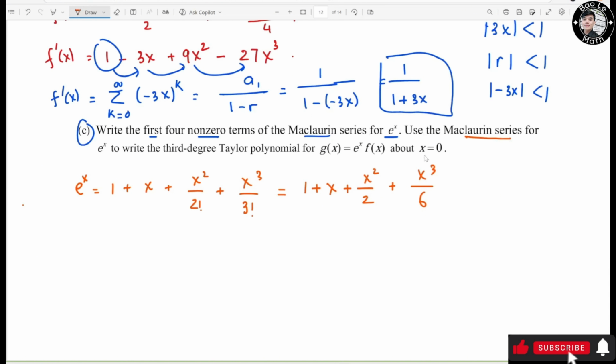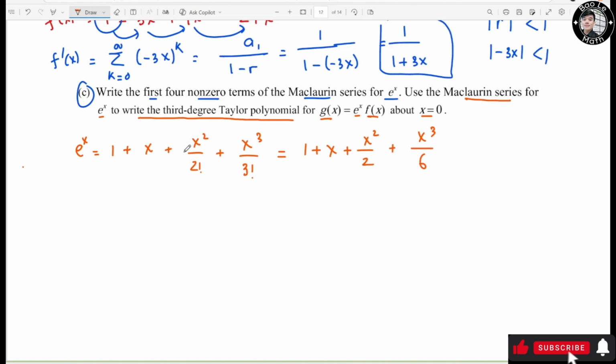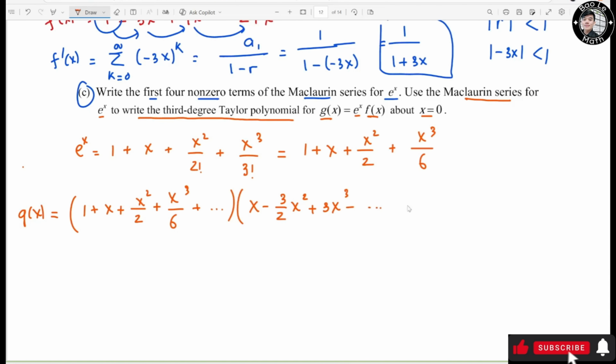Now use the Maclaurin series for e to the s to write the third degree Taylor polynomial for g of s equals e to the s times f of s about s equals 0. So we have g of s equals e to the s, which means 1 plus s plus s squared over 2 plus s cubed over 6 plus etc., times f of s, which means s minus 3 over 2 s squared plus 3s cubed minus etc. Right? So we just multiply this one out, right?